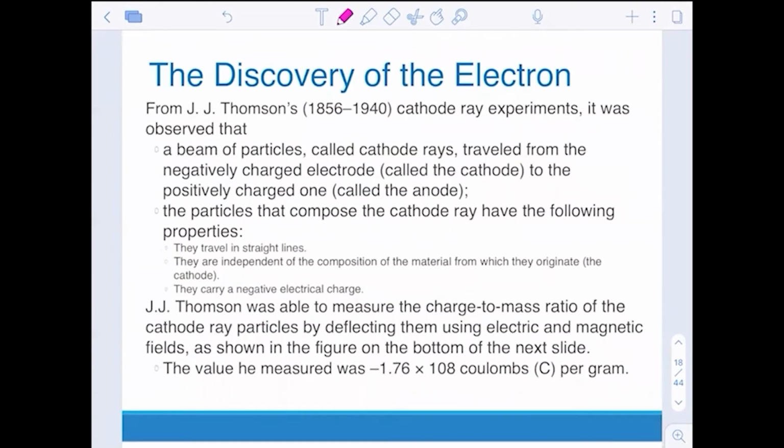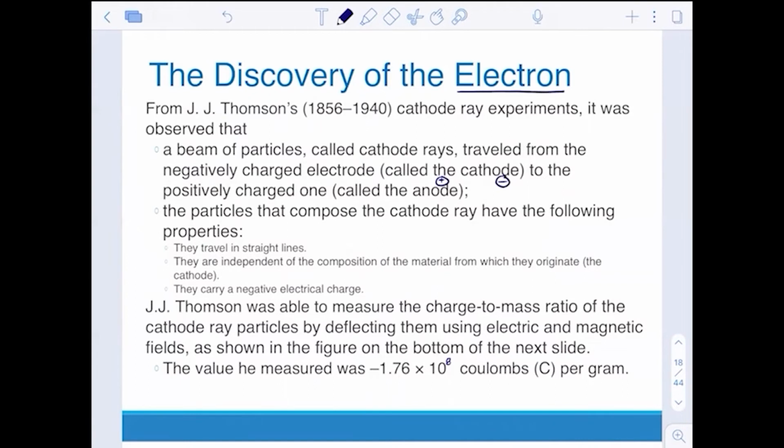Now, the discovery of the electron was J.J. Thomson, late 1800s. So we've moved quite a far distance away from what we were just looking at with the laws and the development of the laws. J.J. Thomson was the first to observe that a beam of particles called a cathode ray traveled from a negatively charged electrode, called a cathode, to the positively charged end, called the anode. That's very important to be able to say negative versus positive, right? That flow told us that he was discovering the electron. We'll get in there in just a second when we see a picture.